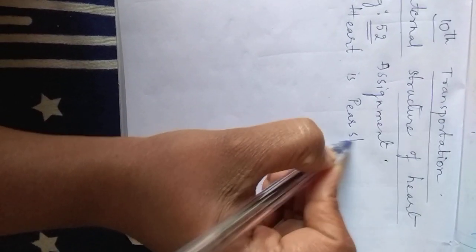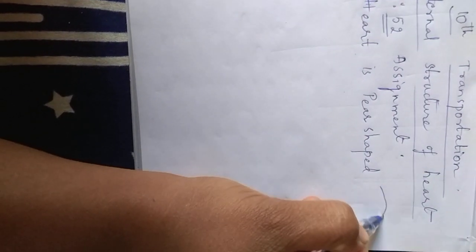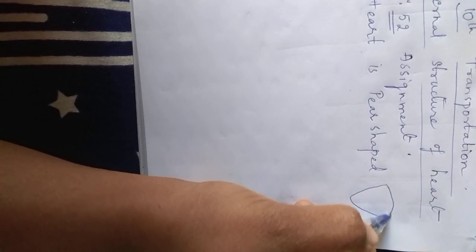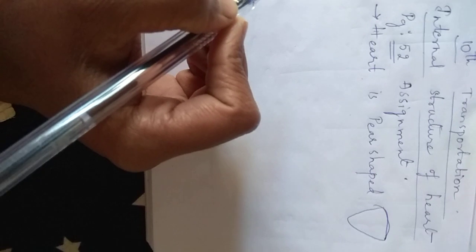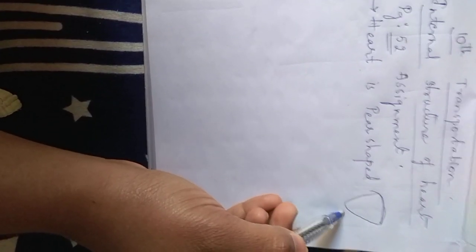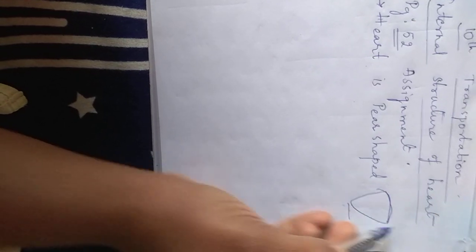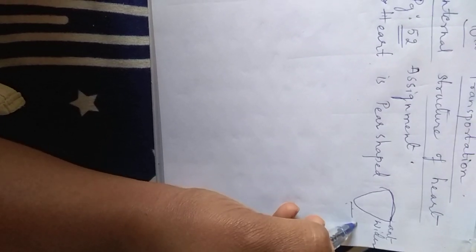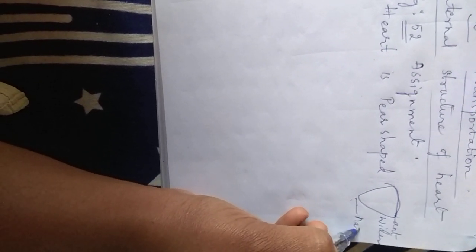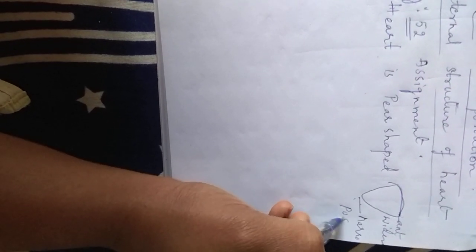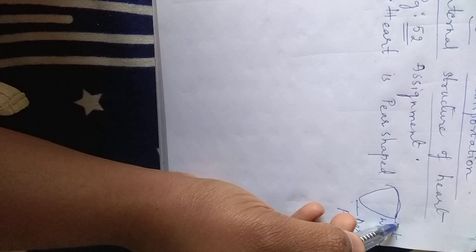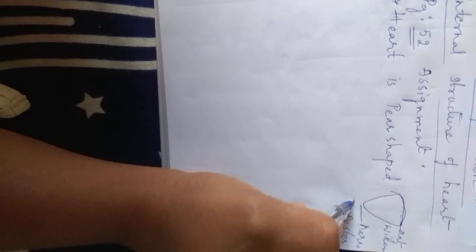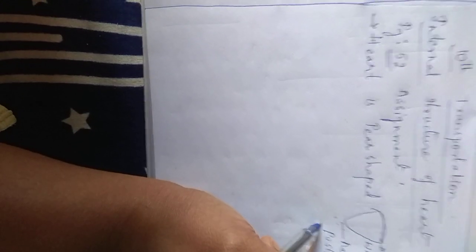So heart is pear shape. Do you know what is pear shape? Pear is a type of fruit and heart will be in the shape of that fruit, and also triangular, wider in the anterior and narrow in posterior. Posterior means below part, anterior means above part. Anterior में wide रहता, posterior में narrow रहता.